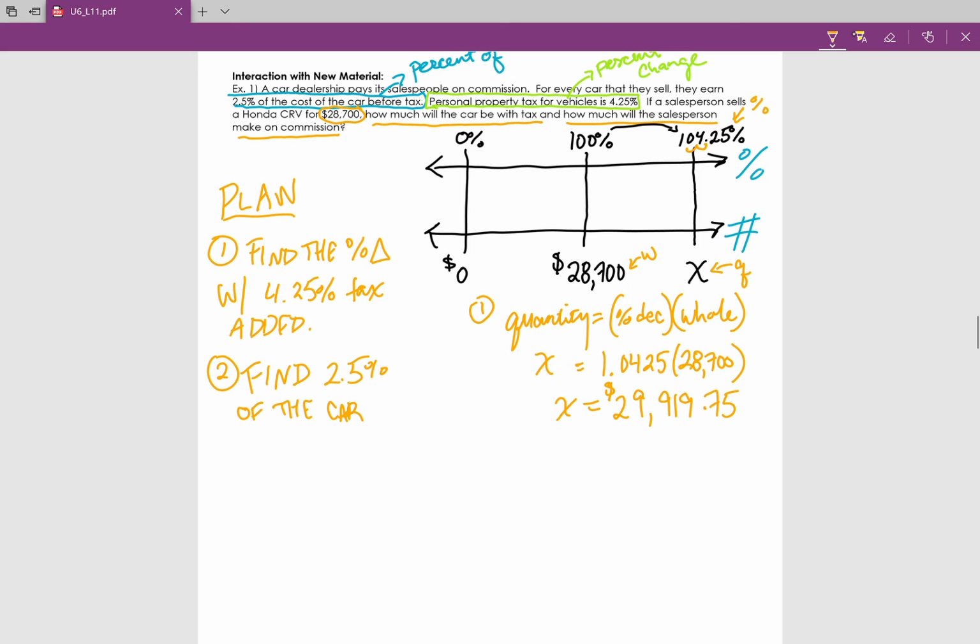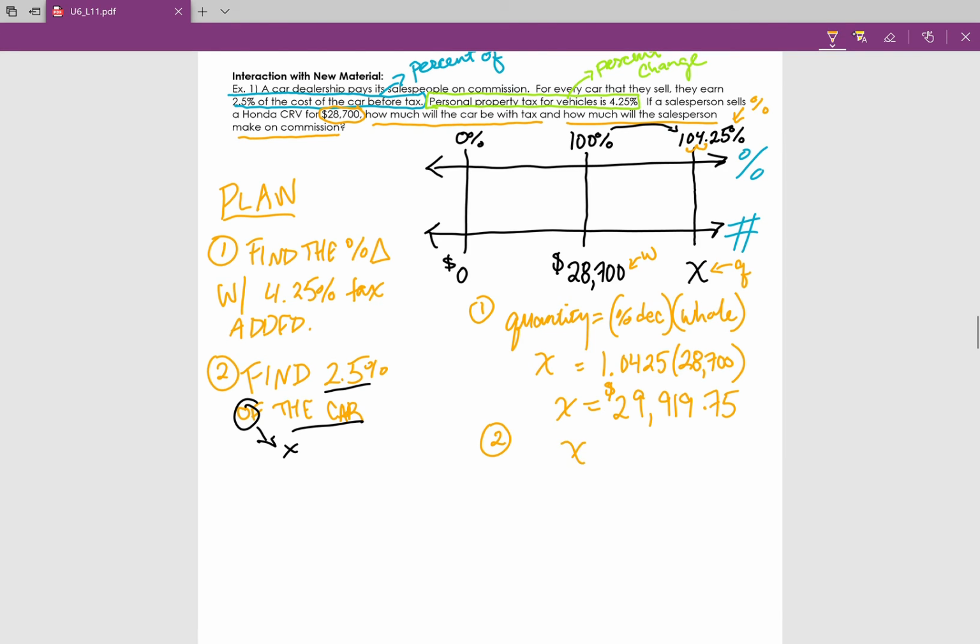Step 2. Step 2, it says that we need to find 2.5% of the car. And an easy way to find 2.5% of the car is just by annotating our wording even. I can see this 2.5% of the car. We know that of is multiplication. So why don't we just go ahead and do that?